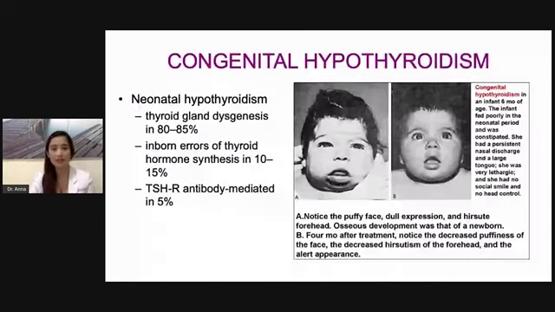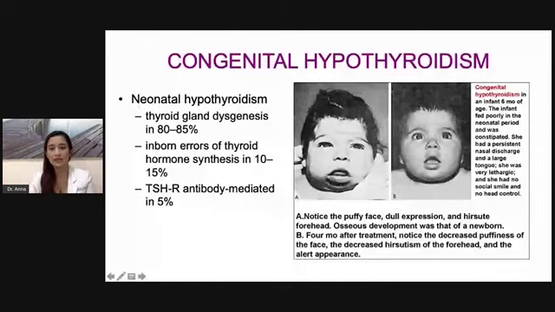Earlier I mentioned congenital hypothyroidism. In neonatal hypothyroidism, the most common cause will be thyroid gland dysgenesis. So during embryologic development, you are unable to develop a normal thyroid gland. Sometimes, in very rare instances, you can have inborn errors of thyroid hormone synthesis, so there's a genetic defect. Sometimes the TSH receptor is defective, or there is a TSH receptor antibody that's blocking the TSH receptor. That can also cause congenital hypothyroidism.